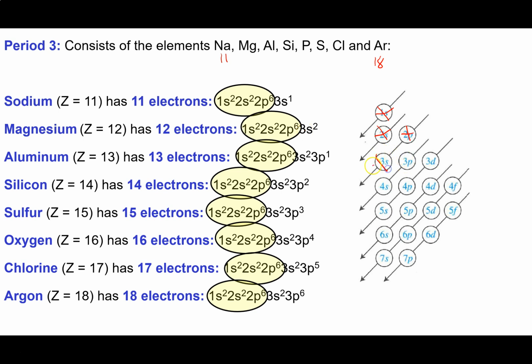And now the 3s is filled. Then we're on to aluminum with 13 electrons, 1s2, 2s2, 2p6, 3s2, 3p1. See, we're in here now. And then as we move across the rest of them up to argon, we're just filling up this 3p subshell.